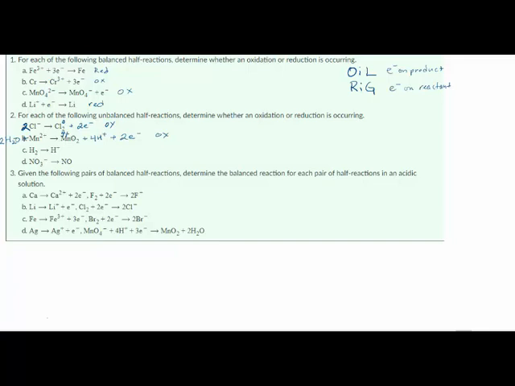In C, hydrogen gas, H2, is in its elemental form. It's defined as having an oxidation state of 0. We have 2 hydrogens on the product side. We must have 2 electrons that were also released from our diatomic hydrogen. So we have another oxidation.